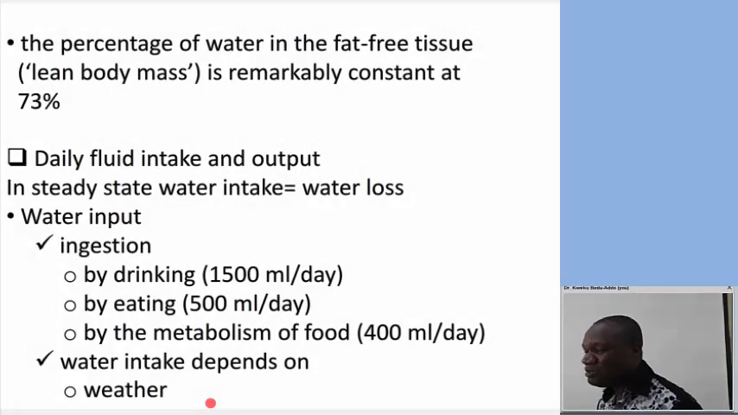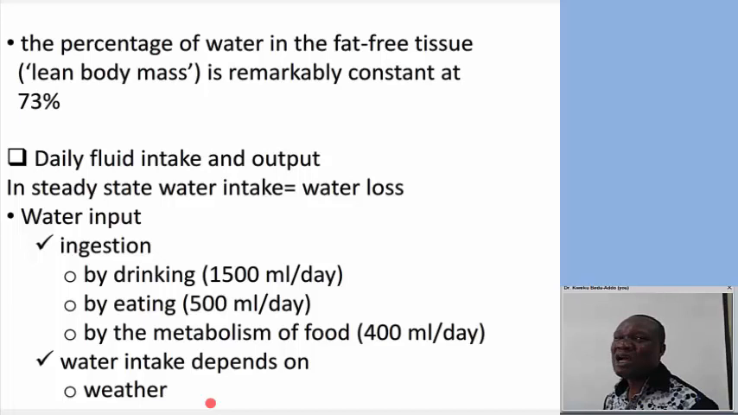total body water. So if you have two men of, let's say, the same age, the total body water in these men will depend on the fat content. Now, if one is obese or one is fatter than the other, then the total body water of the fat individual will be lower than that of his colleague.